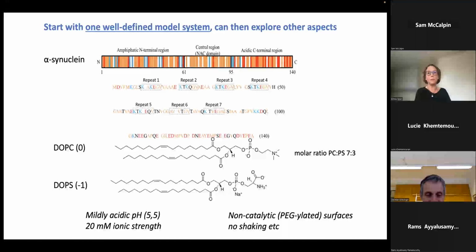Most of the work, if I don't say anything else, is done for the very same system. So we have alpha-synuclein and a lipid system with 30% anionic lipids, and this is self-consistent. Everything is within this system, so that we can compare a lot of different techniques and basically only vary the lipid protein ratio.